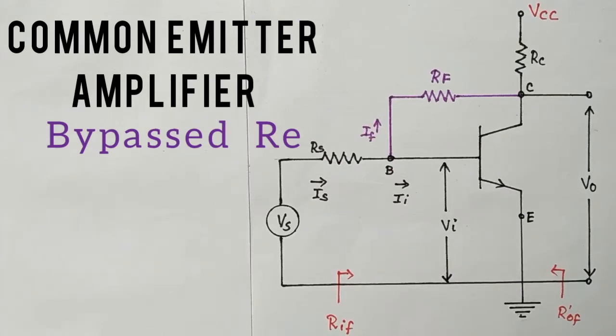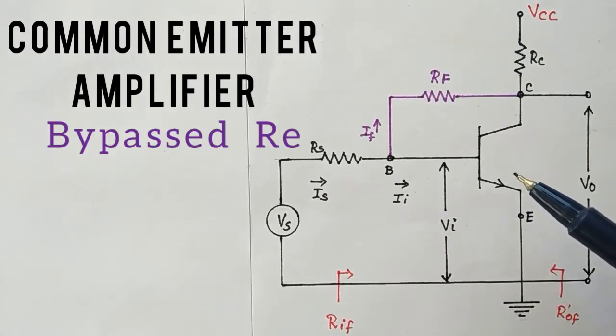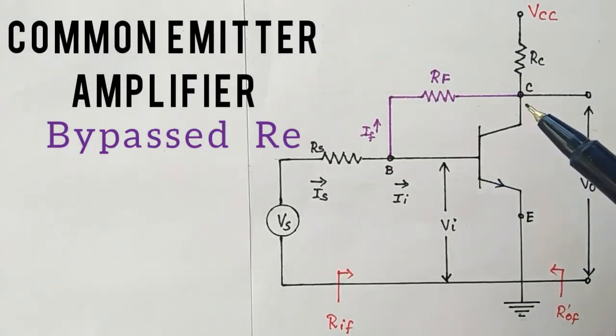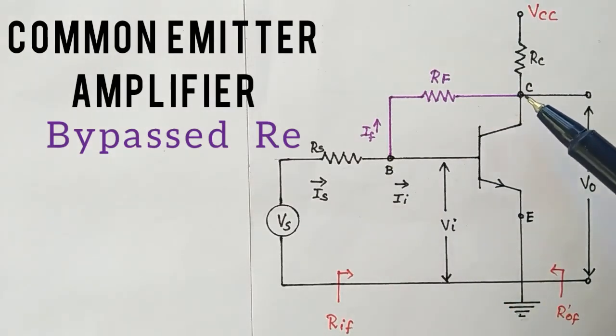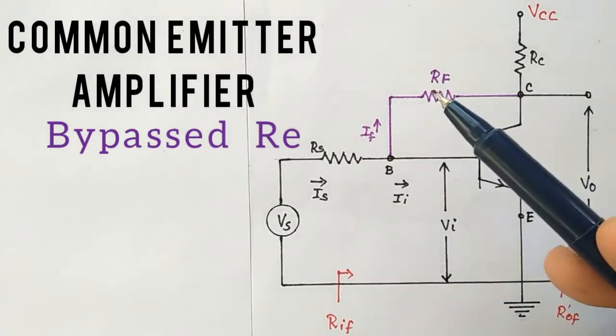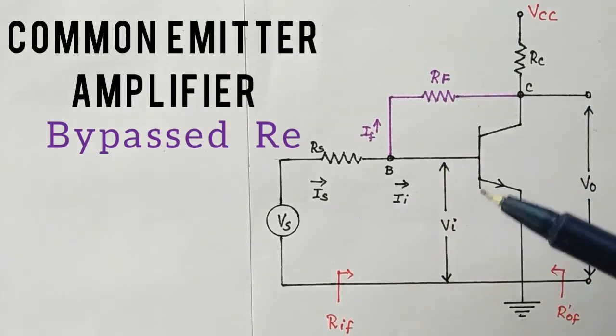This is nothing but a common emitter amplifier. The emitter resistance is not present here, so it is called a bypassed RE, bypassed emitter resistance, common emitter amplifier. In this amplifier, we are going to insert the feedback network between the collector terminal and base terminal. That means between output and input, we are going to form a feedback network. Hence, this circuit becomes an example of voltage shunt feedback amplifier.